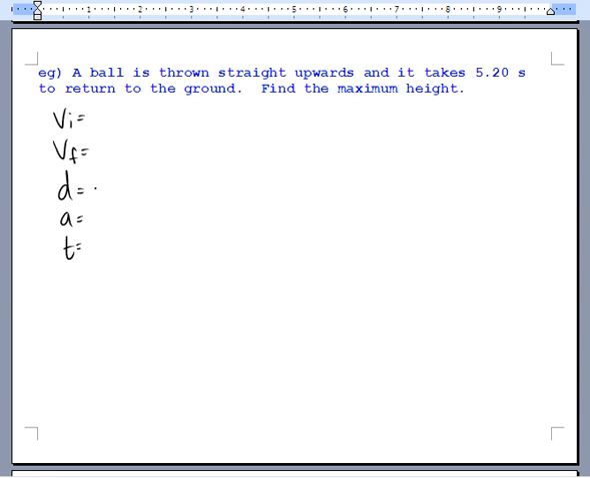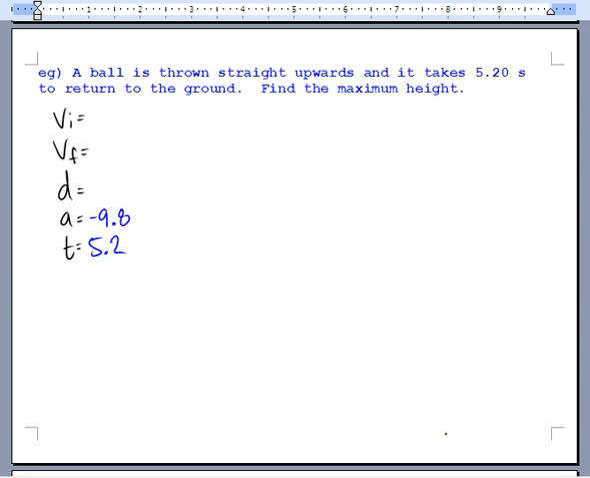Now, kind of crazy, they're only giving us one number in the question. They only give us 5.2 seconds. And some of you are going to go, yeah, but we're throwing something up into the air, so it's kind of like falling up. It's eventually going to fall back down. We know acceleration then is gravity. You're exactly right, negative 9.8.